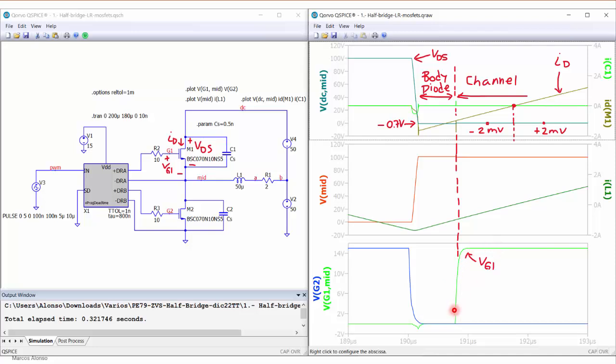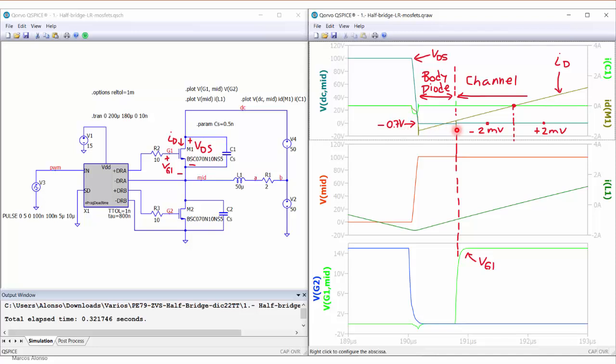So here we have the gate voltage. This is the dead time. And here we have the voltage across the switch and the current circulating through the switch. So in this interval here, before applying the gate voltage, the gate voltage is 0. So in this part, this current is circulating through the body diode of the transistor. And this is proven because if we measure here the voltage across the switch, we get a value of minus 0.7 volts, which is the typical voltage of a diode when it is conducting.